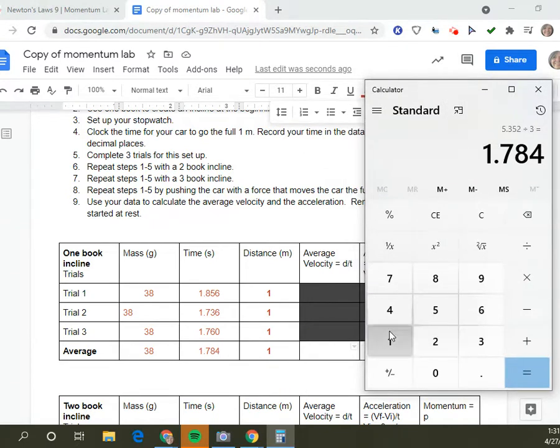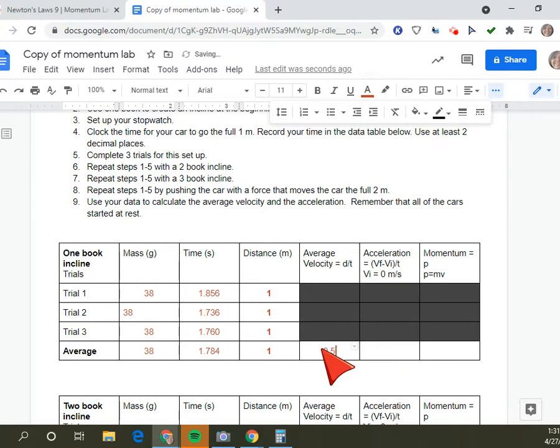1 divided by 1.784 equals 0.5605. Okay. And that would be meters per second. So we should probably put our unit, because there is no unit at the top of the data table, meters per second. Okay.